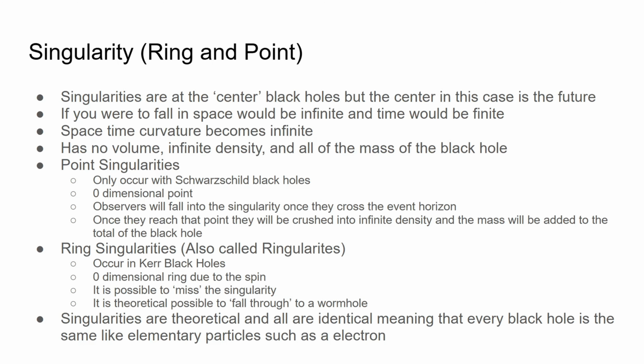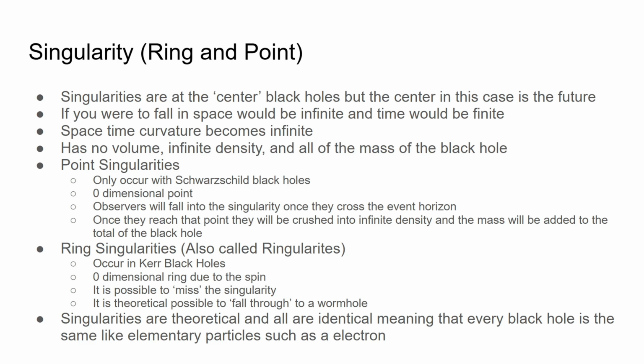The issue is it starts leading to time paradoxes, like the grandfather paradox, where you go to your own past. And along with that, ringularities, since they're disc shaped, are what actually cause the ergosphere around curved black holes, because it spins. Therefore, the entire space-time around the singularity spins with it.